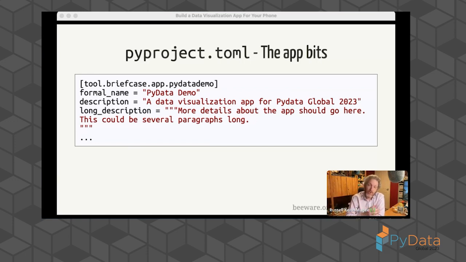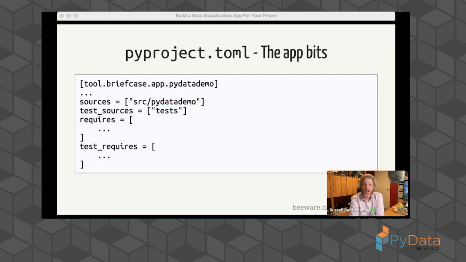Now, I said that the app settings override project settings. There are 4 exceptions to this override behavior: sources, requires, test sources, and test requires. Sources defines the list of directories of source code that you want to include in your app. Here we're saying source pydatademo directory.